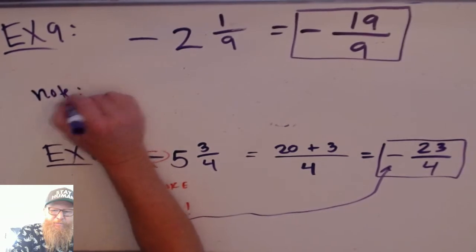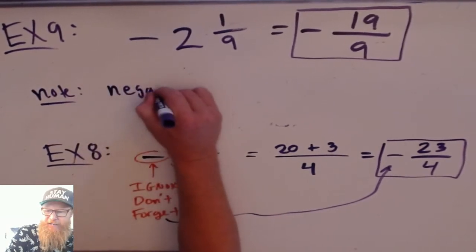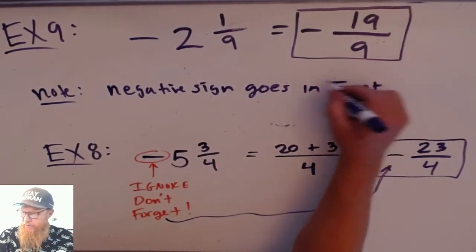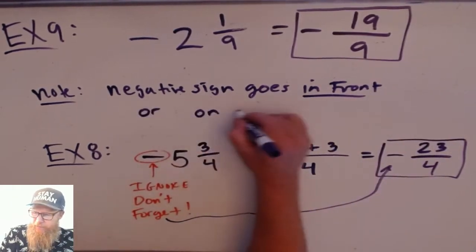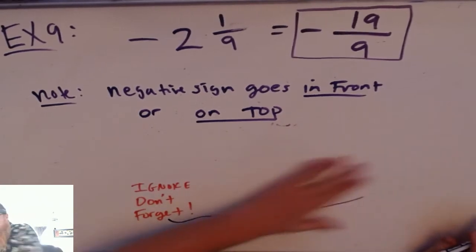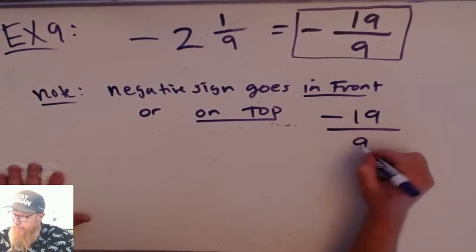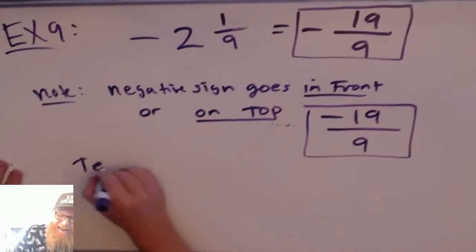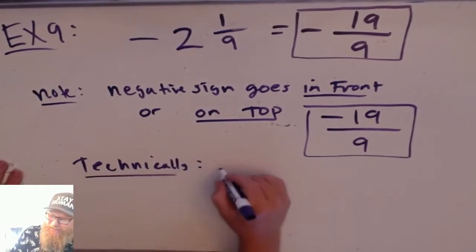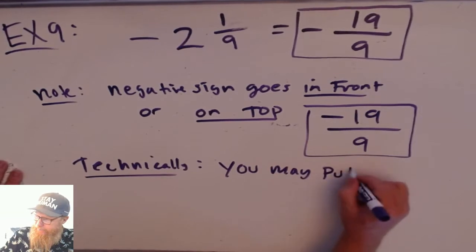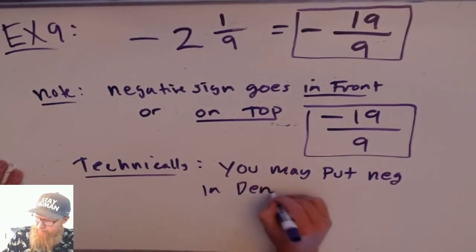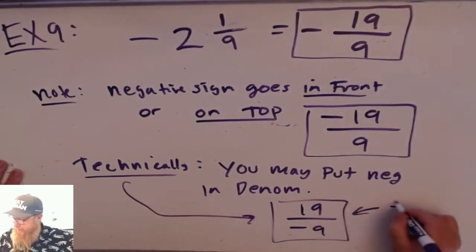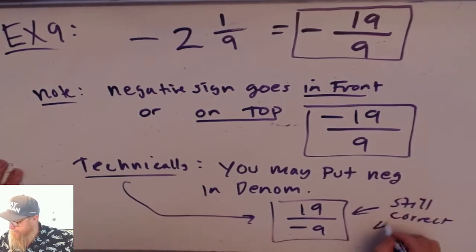Okay, I'll make a note. The negative sign goes in front or on top. So if you prefer, when you're typing your answer, you can type it like this, and this would also be correct. Technically, you may put the negative in the bottom, in the denominator. This is still correct, but it's dangerous.